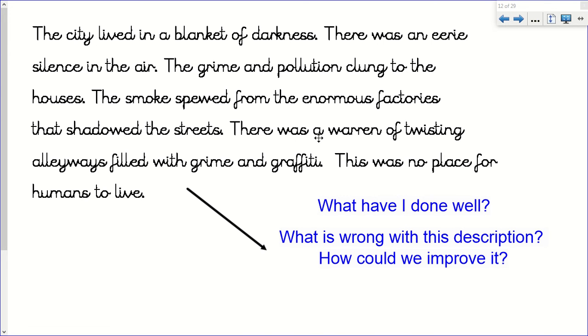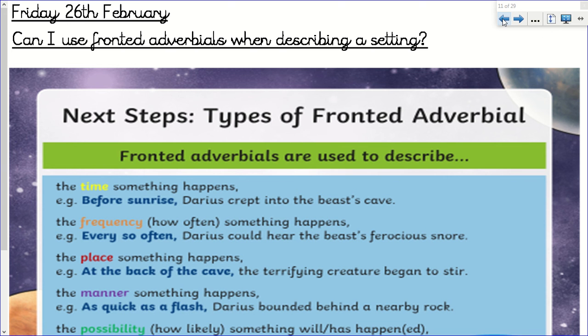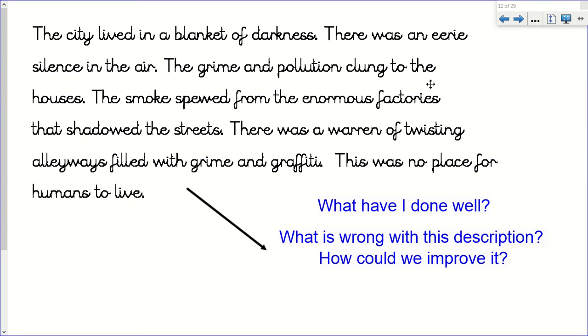So you can see I had some nice description here, but all the sentences, the way I'd started the sentences, were "the" or "there", "the", "there", and then I've got a "this". Okay, so to improve it, and obviously what we're trying to do was using the fronted adverbials, I've added some of those and it improves the sentences. It sounds better, doesn't it?